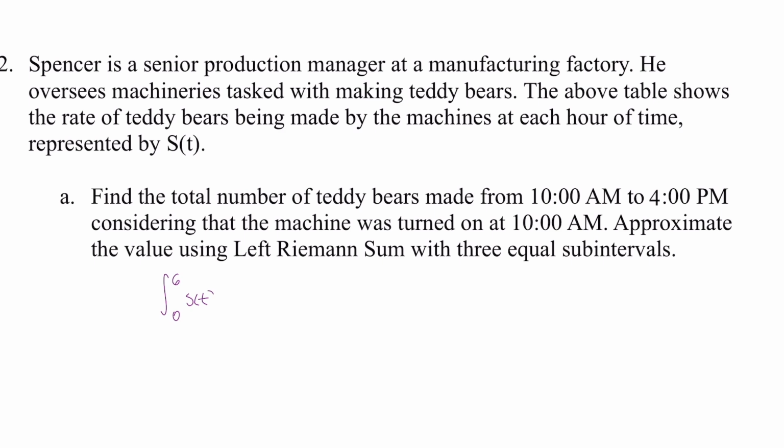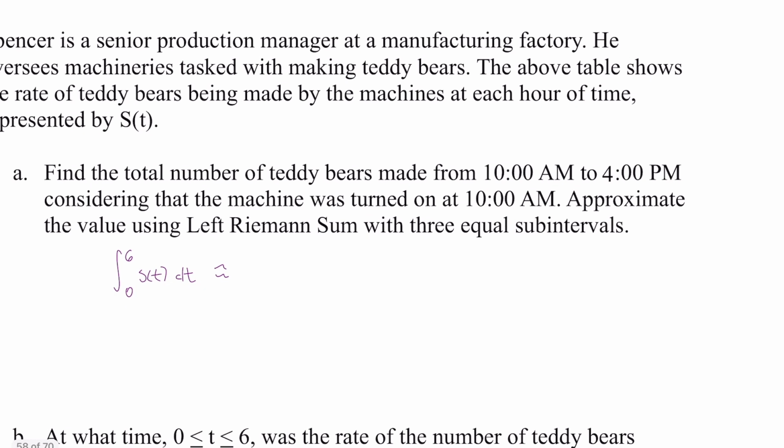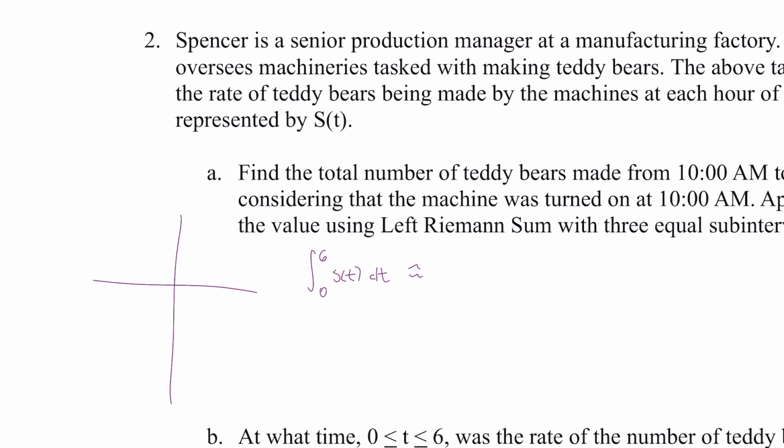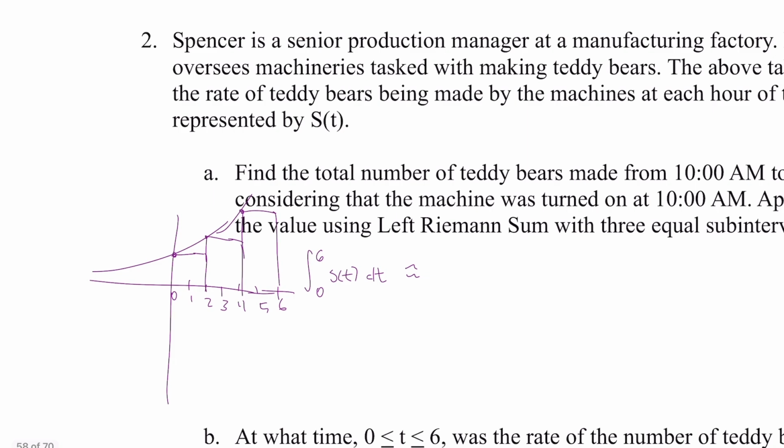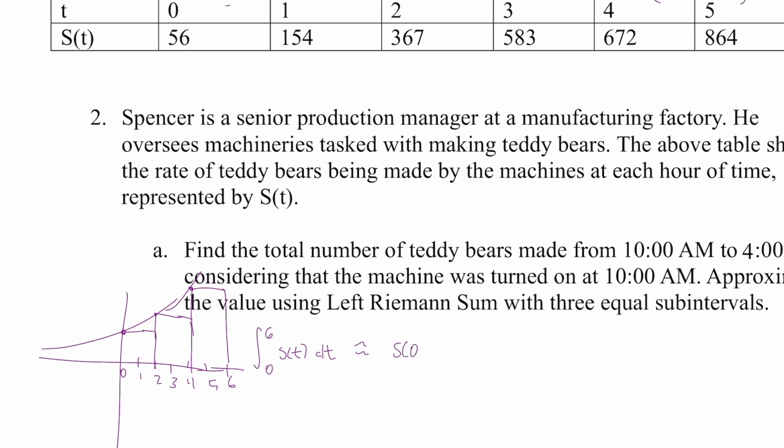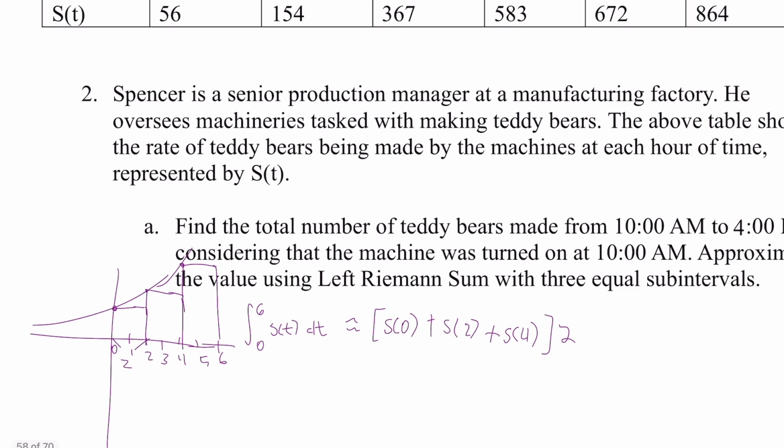The integral from 0 to 6 of s of t dt, the approximation is going to be, first try to visualize the left Riemann sum, 1, 2, 3, 4, 5, 6, right? And then left Riemann sum right here, left Riemann sum right here. Right, okay, so we have s of 0 plus s of 2 plus s of 4, times 2, right? Each width is 2.